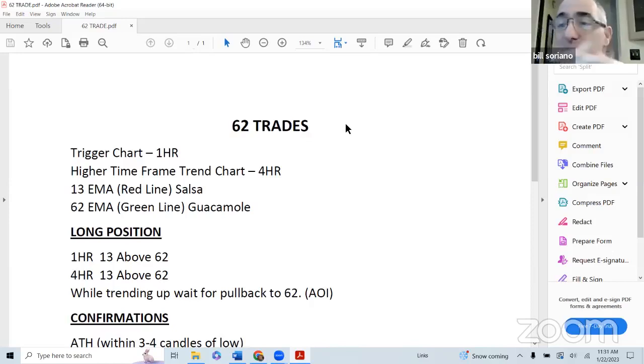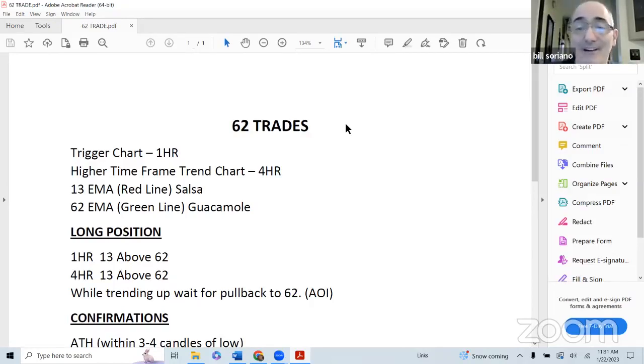Okay, now, just so you know, my preference is always the smart money trades, right? Smart money trades are my bread and butter. I love the smart money trades. I think they have a higher win rate. There's nothing wrong with the win rate on the 62 trades. I just think the smart money trades have a higher win rate. The problem is they don't always show up as much, right?